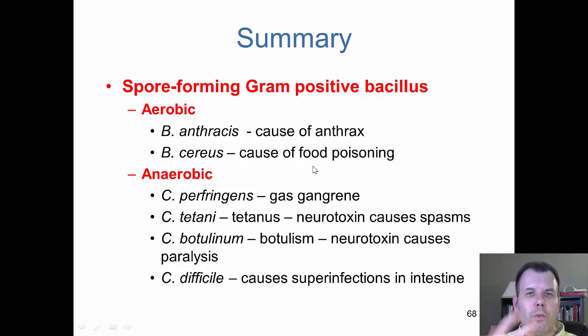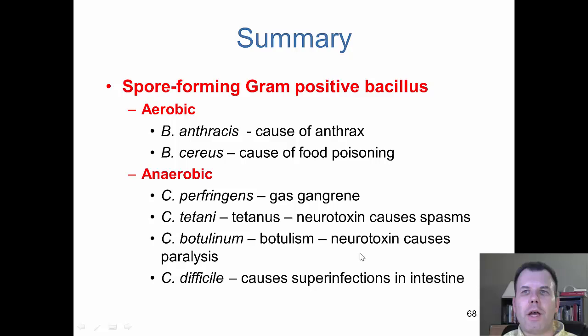Bacillus cereus is a cause of food poisoning, typically just a very quick 24-hour duration that you get rid of. Then you have the anaerobic bacilli spore formers, and those are the Clostridium. The perfringens is a gas gangrene and also some food poisoning. The tetani leads to tetanus. This is the neurotoxin that causes the spasms and contractions. The lockjaw, remember that, blocks the inhibitory response.